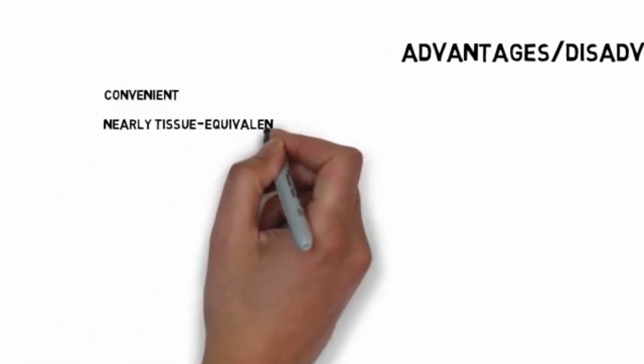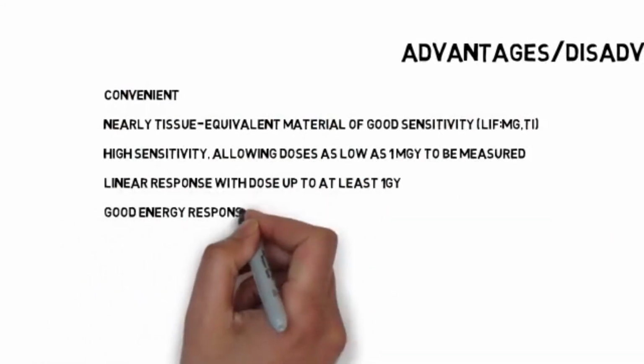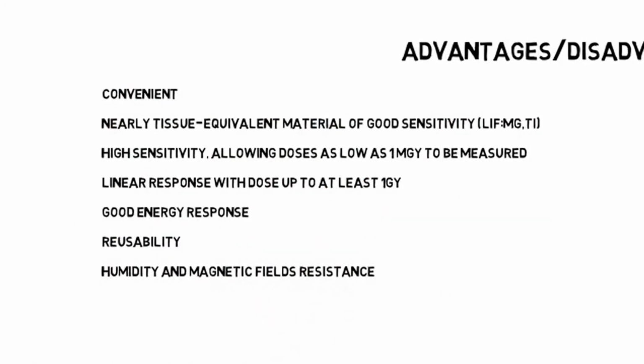For advantages, generally due to their small size, TLDs are convenient for dose distribution measurements in medicine and biology. Lithium fluoride, magnesium titanium, also known as TLD100, having a nearly tissue equivalent material of good sensitivity, is perhaps the best choice for radiation dosimetry. It has been commonly used for medical purposes, as it has an effective atomic number of 8.2 compared to 7.4 for tissue. Luminescence dosimetry also possesses high sensitivity, allowing doses as low as 1 mg to be measured.